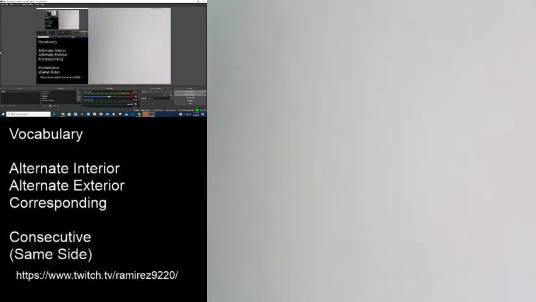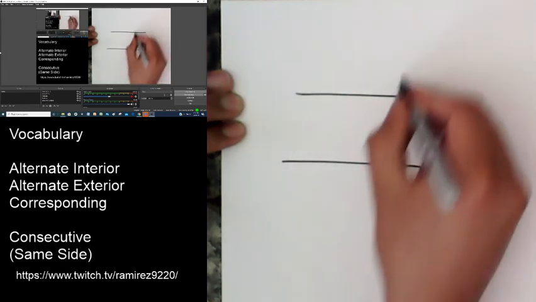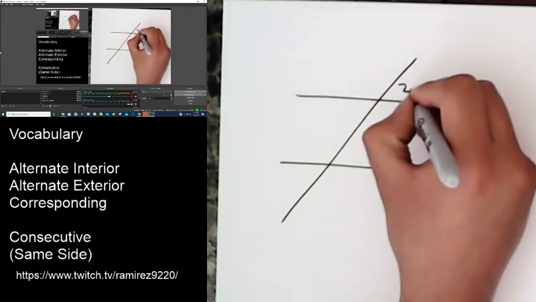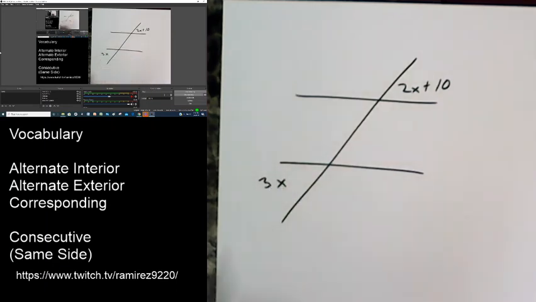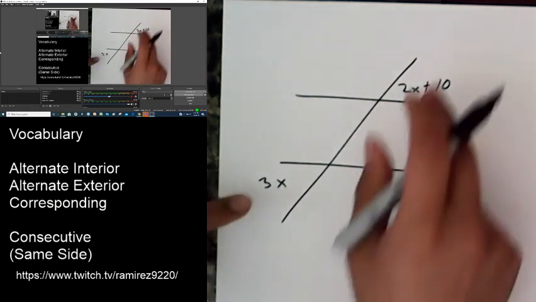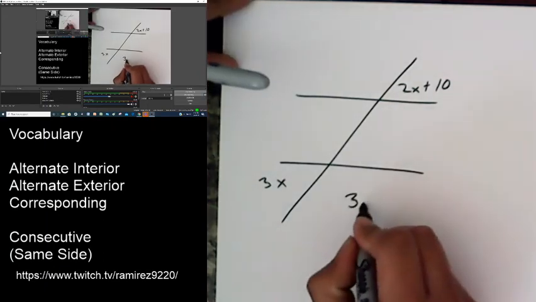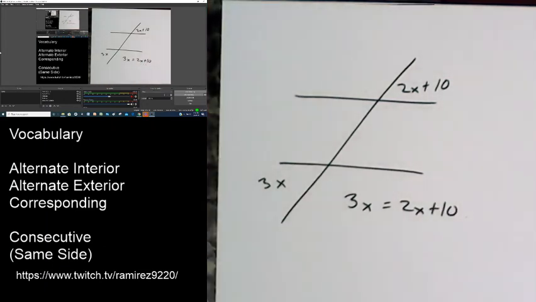Other times, you might get something like this. Or let's say this was 2x plus 10, and this was 3x, right? When you look at them, oh, these are alternate exterior, and I know that alternate exterior angles are congruent, and therefore 3x must be equal to 2x plus 10, and that's how you would end up solving for x, and ultimately if you had to plug it back in to find the missing angles.